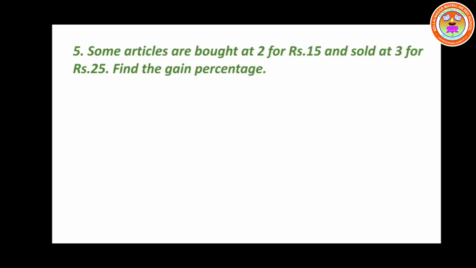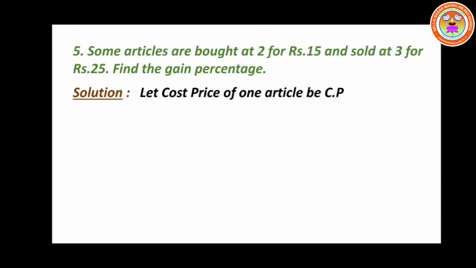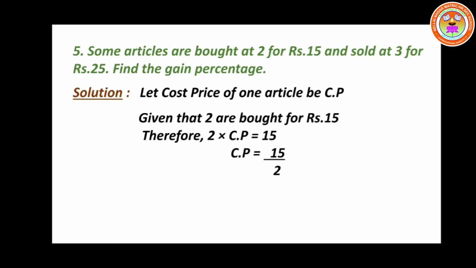Some articles are bought at 2 for rupees 15 and sold at 3 for rupees 25. Find the gain percentage. They bought some articles at 2 for rupees 15 and sold at 3 for rupees 25. We have to find the gain percentage. Solution. Let the cost price of one article be CP. We don't know the cost price, so let us take it as CP. Given that 2 are bought for rupees 15, so 2 into CP equals 15. CP is equal to 15 divided by 2.